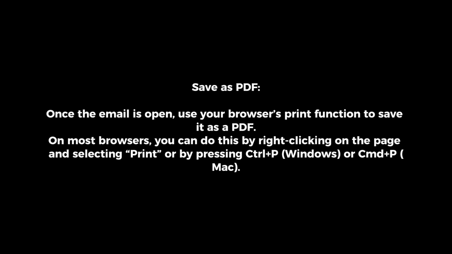Preview the email. Click on the View Email or Preview button to open the email in a new tab or window. Save as PDF. Once the email is open, use your browser's print function to save it as a PDF. On most browsers, you can do this by right-clicking on the page and selecting Print or by pressing Ctrl plus P or Command plus P.